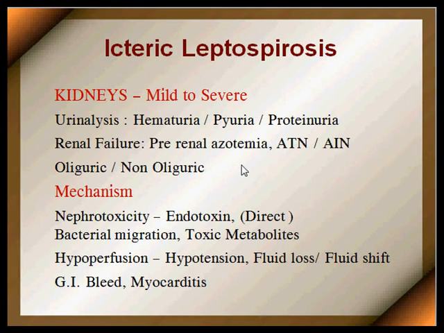The mechanism: nephrotoxicity due to endotoxin, direct bacterial migration and toxic metabolites can damage the kidney. Hypoperfusion and hypotension, fluid loss and fluid shift can also result in kidney damage. GI bleed and myocarditis may be accompanying.